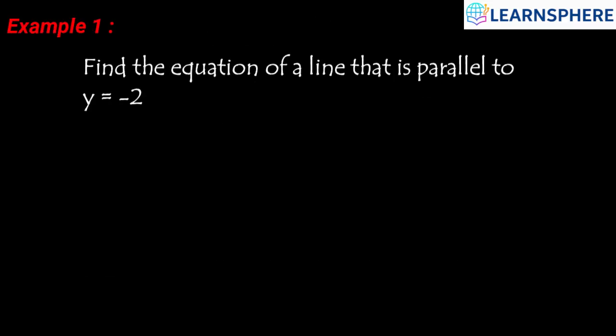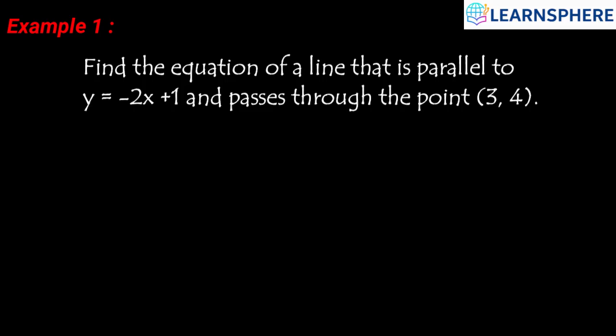For the first example, we have the question: find the equation of a line that is parallel to y = -2x + 1 and passes through the point (3, 4). As we have to form an equation of a straight line, we can start by writing down the equation of a general straight line, which is y = mx + c, where our task is to find the value of m and c. To find the value of m, which is our gradient, we can look back at the question, as it is stating that it's a parallel line, which means they have the same gradient. Therefore, the gradient of our new line would also be -2.